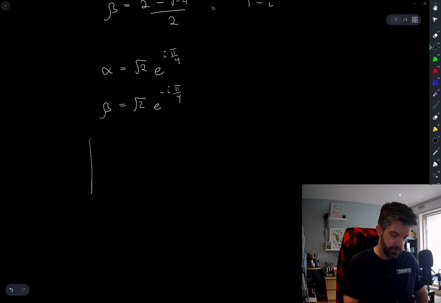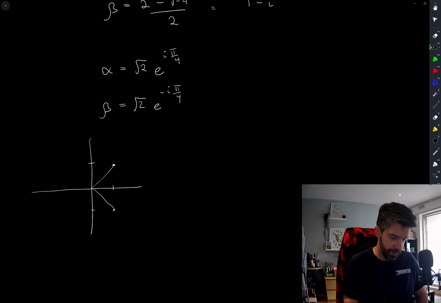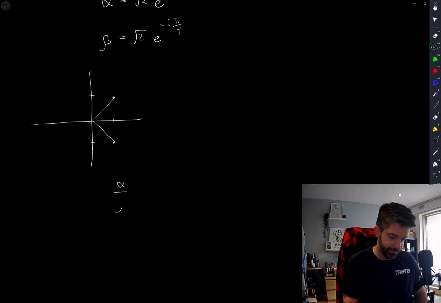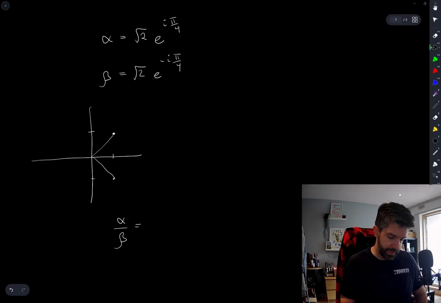We can see that just by drawing the Cartesian plane. We have 1 and i and negative i like this, so those are the two numbers. The modulus is clearly root 2 because that's a distance of 1, that's a distance of 1. And this angle is pi over 4. Okay, so alpha divided by beta is going to be e to the i times pi over 2.